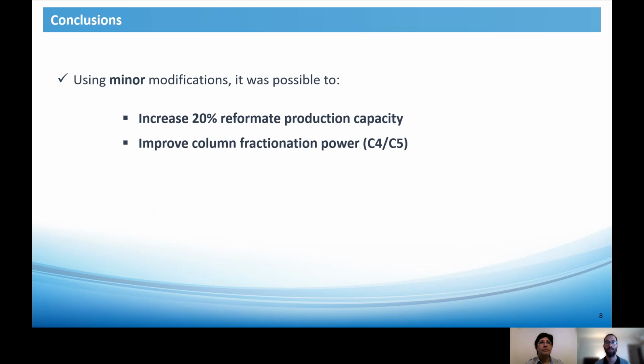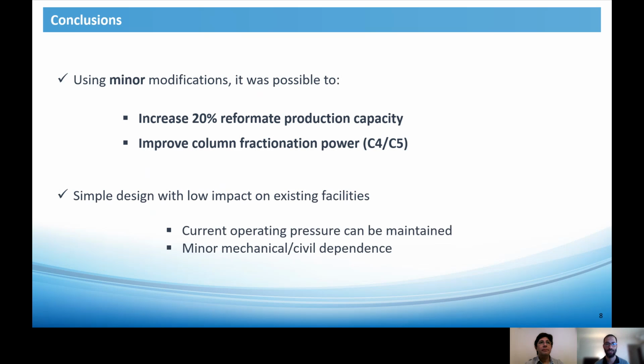As conclusions of this example we are sharing, we may say that by introducing minor modifications, we achieved a 20% increase in capacity and the required product specifications, and since the operating pressure and column height remained untouched, the solution was not subject to major mechanical or civil validations. So we could, in fact, reduce the potential risks we were concerned about with the initial solution.